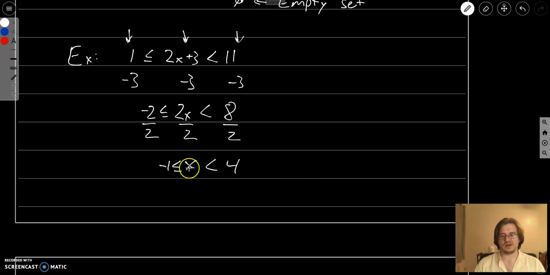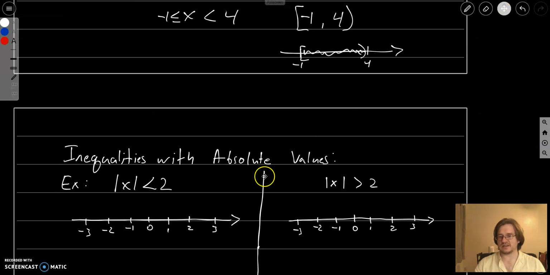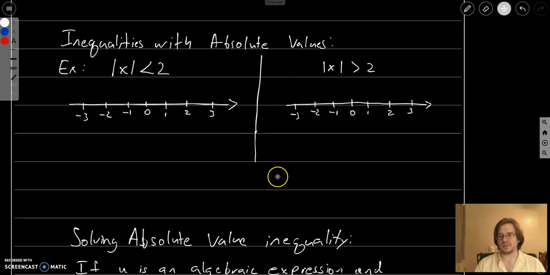So here this is going to be all of the x's from negative 1 up to 4. We're going to include negative 1 because it's "or equal to," but we're not going to include 4. So again, on our number line, we have all the numbers from negative 1 up to 4, including negative 1, not including 4. Okay, so we can string inequalities together, and that's going to help us with the following thing.